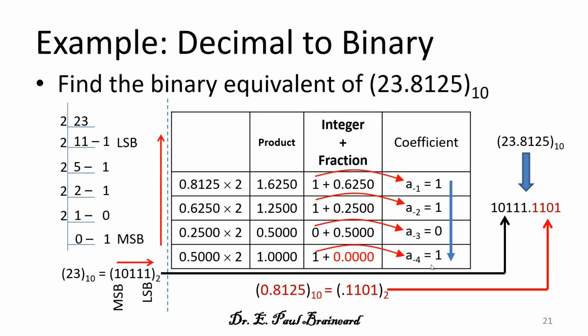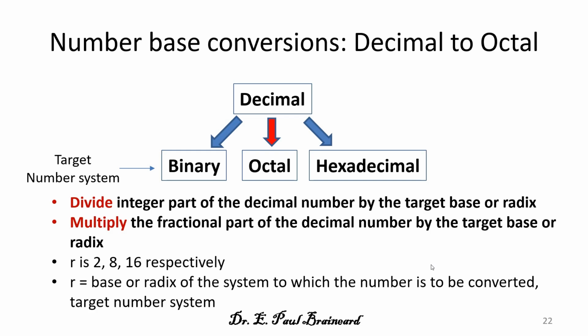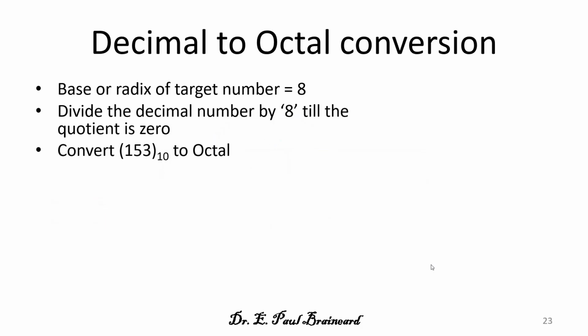Now let's convert decimal to octal. We follow the same divide and multiply rule. Let's convert the number 153 to octal. This 153 here is the decimal number. The procedure is to divide 153 with the base of the target system. 153 divided by 8. So 19 is quotient, 1 is remainder. 1 represents LSB. Again dividing 19 with 8, quotient is 2, remainder is 3. Divide one more time to get quotient equal to 0 and the remainder is 2. So 2 represents MSB.